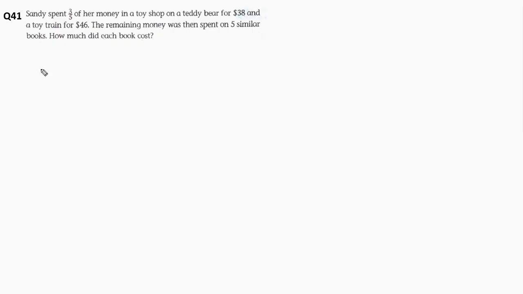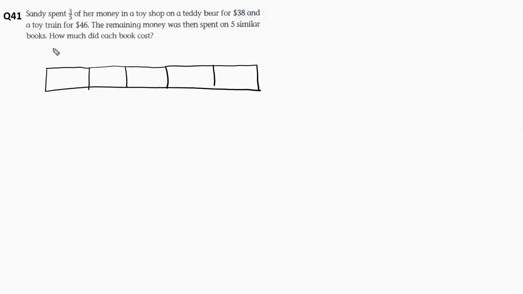Okay, so let's have a look. We are going to start here and divide the amount of money that Sandy has into fifths. So we've got 1, 2, 3, 4, 5. So this is all of Sandy's money. And it says that she spent, so let me just check 1, 2, 3, 4, 5, always check.